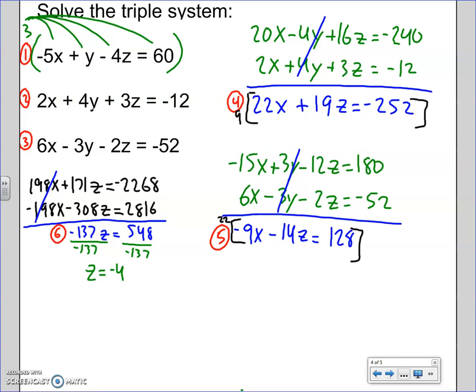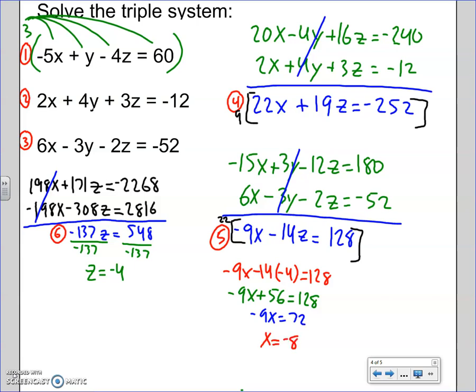I'm going to go back to equation, which one's easy? Equation 5. I'll plug in z there. So it's going to be negative 9x minus 14 times negative 4 equals 128. I can just simplify. That's negative 9x, negative 14, that's plus 56 equals 128. I can subtract 56. I get negative 9x equals 72. I divide by negative 9. I get x equals negative 8.